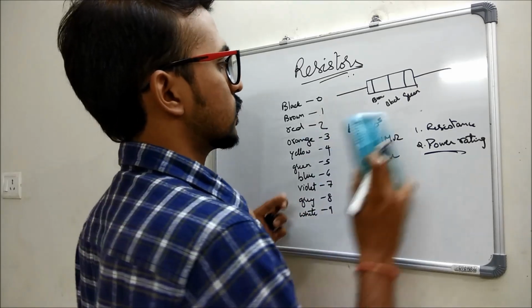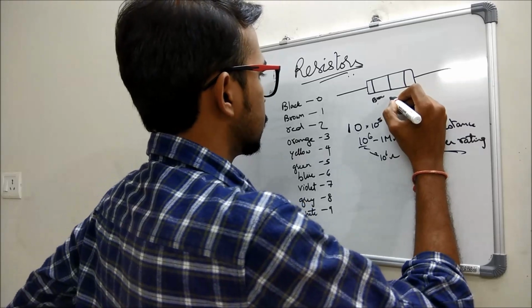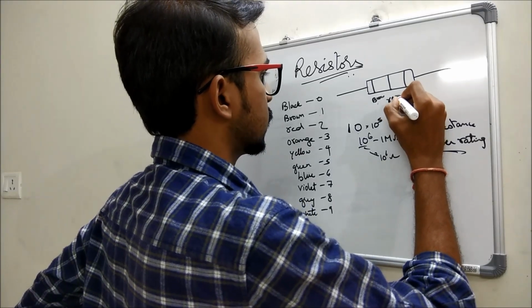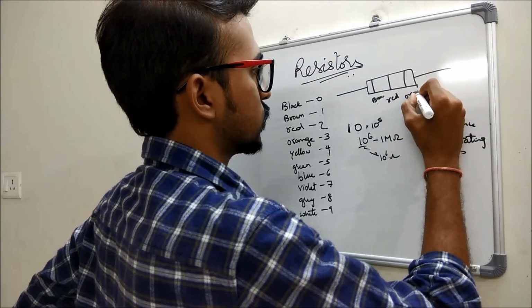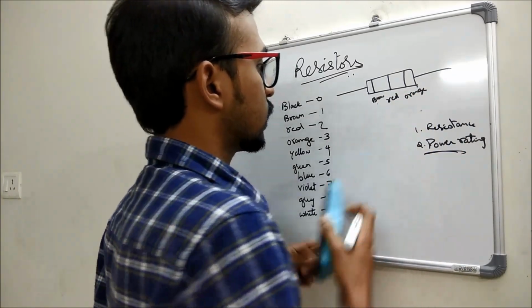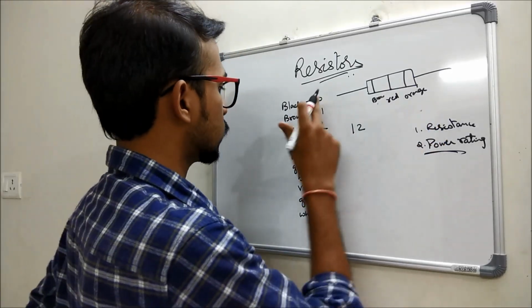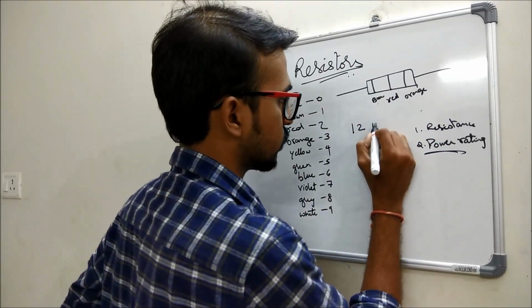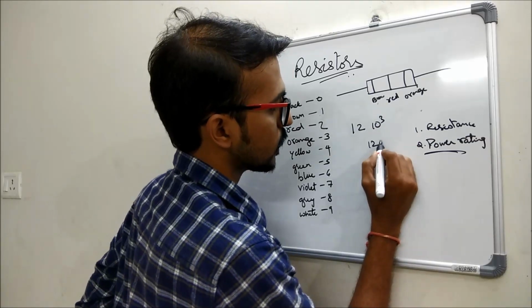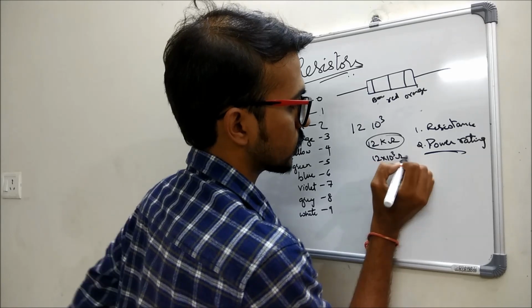Similarly, say there's brown, then I would say red and orange. Can you tell what is the value here? Maybe. So brown is 1, red is 2, and orange will be 3. So that will be 10 power 3. So this is like 12 kilo ohm. That is 12 into 10 power 3 ohms.